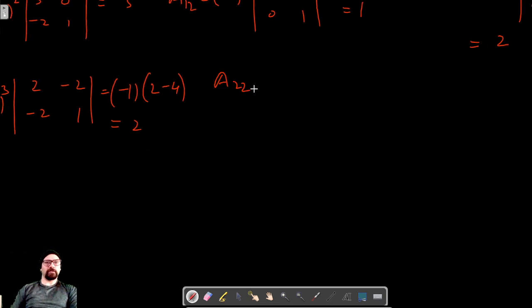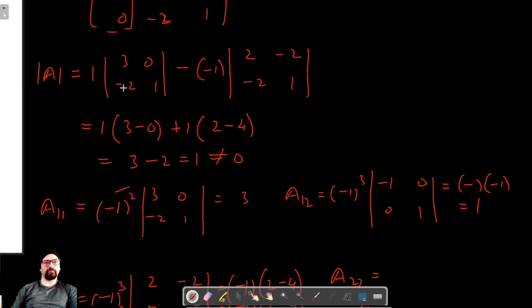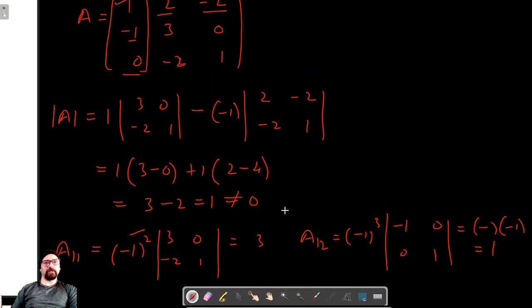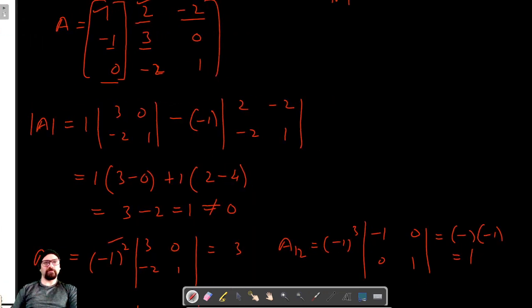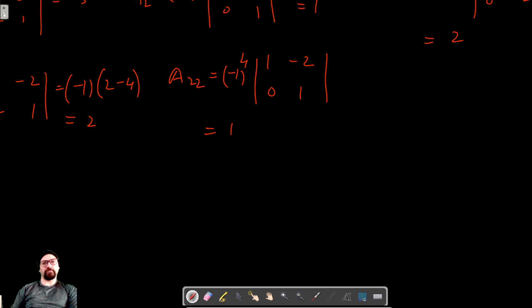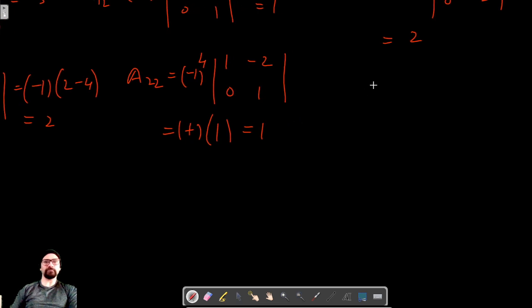Okay, now A22, the cofactor of the element in the second row and second column. Remove or hide the row and the column for this, which will give us 1, negative 2, 0, 1. And here it's negative 1 raised to the power 4. So this is positive and this is 1. So this is equal to 1.